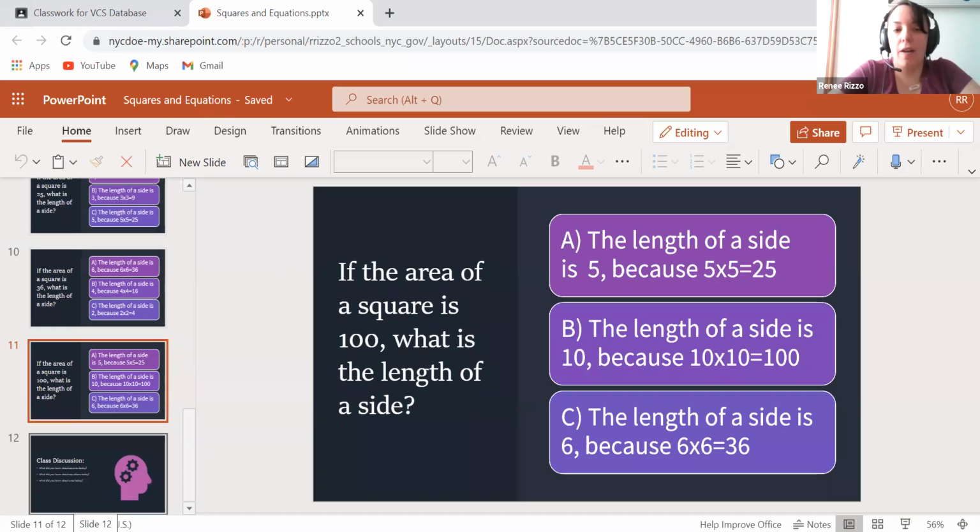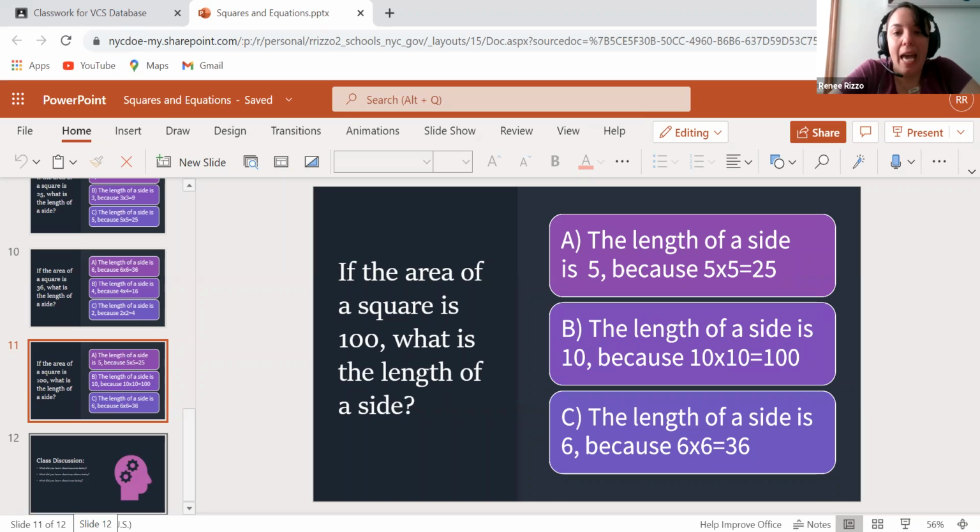If the area of a square is 100, what is the length of a side? A, the length of a side is 5 because 5 times 5 equals 25. B, the length of a side is 10 because 10 times 10 equals 100. Or C, the length of a side is 6 because 6 times 6 equals 36. So we're looking for a total area of 100.